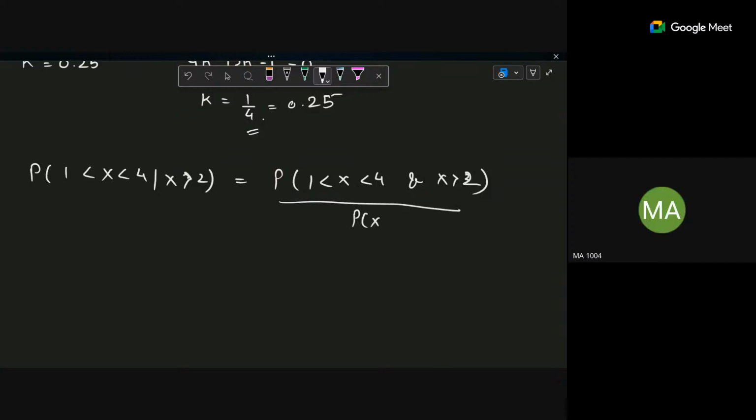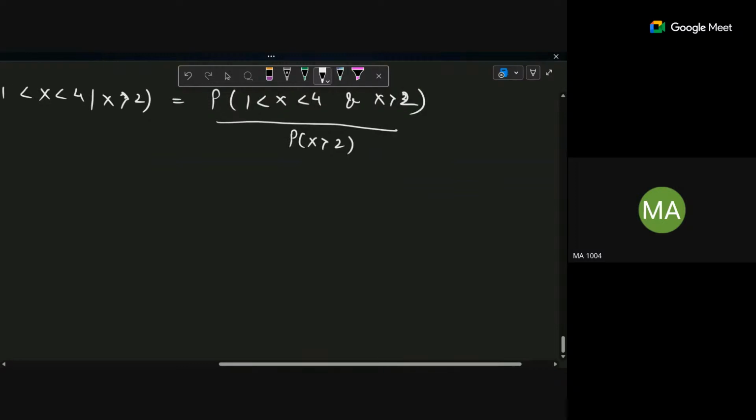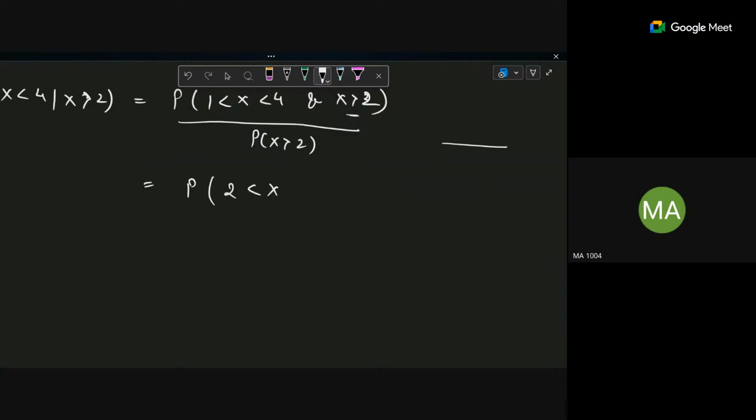Probability x greater than 2. So for x lying between 1 to 4 and x greater than 2, what are the possible values? It should be greater than 2 within 1 to 4. That means the probability should start from 2 to less than 4. That is nothing but probability 3.